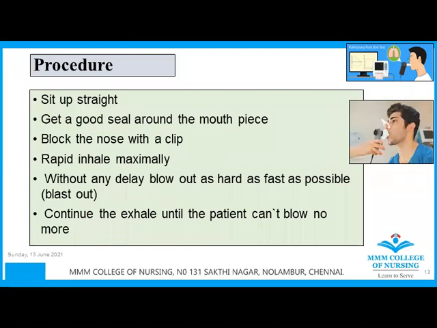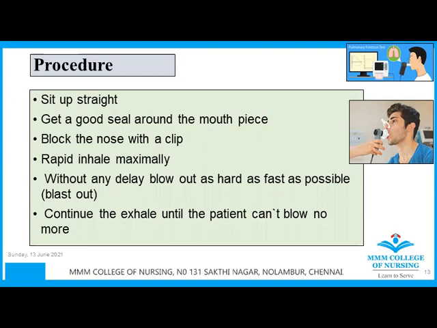Procedure. When the patient comes to the clinic, explain the procedure to the patient. Verbal coaching should be given throughout the test on what the patient is supposed to do. Ask the patient to sit up straight. Ask the patient to hold the machine in hand. Get a good seal around the mouthpiece. Block the nose with a clip. Ask the patient to take a deep breath.